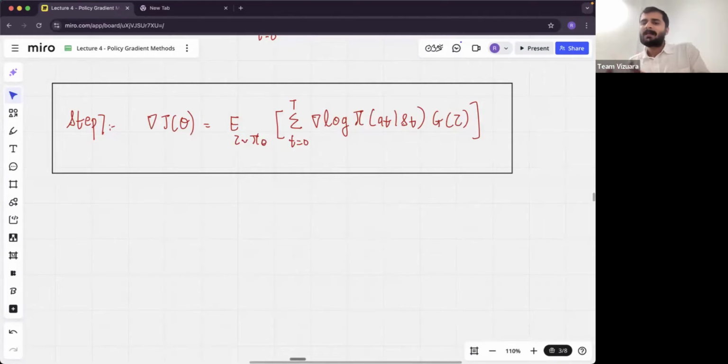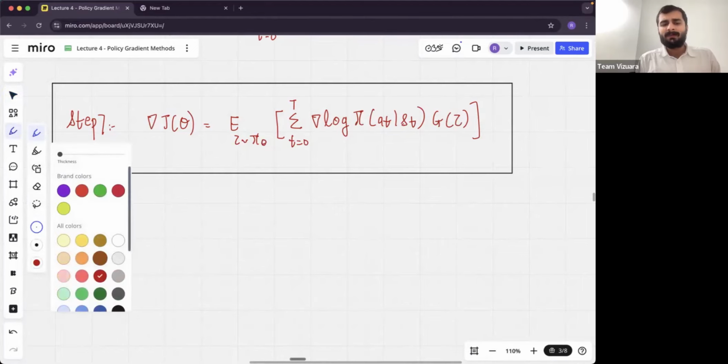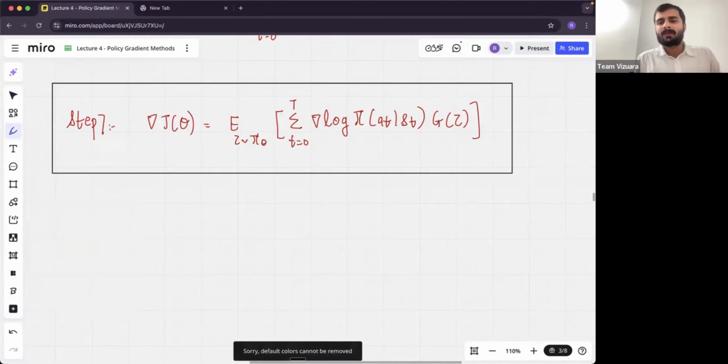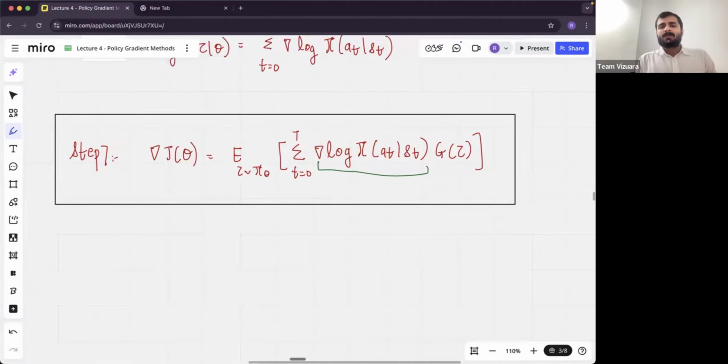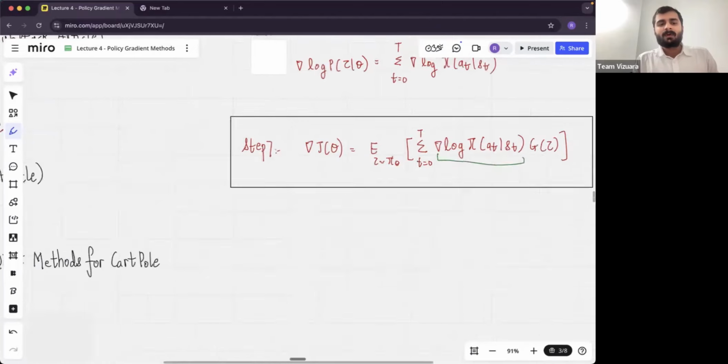One is simple, it's the return which our agent is getting at the end of the episode. But the more important term, which you will see appear again and again in a lot of papers, is this term, which is called the grad log probabilities. Okay, so this is the main term given to us by our policy gradient theorem. And this was one of the main game changers which really brought this field to prominence.